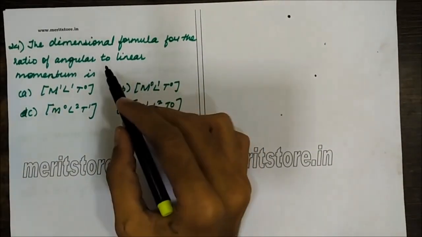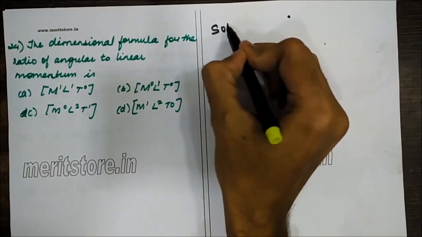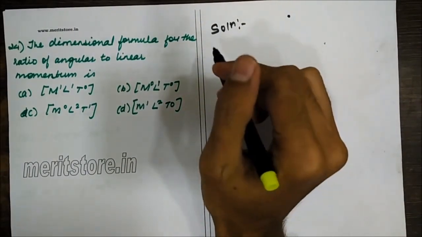Now, the dimension formula for the ratio of angular momentum to linear momentum is... we need to find the dimension for the ratio of two things, that is the angular momentum and the linear momentum.